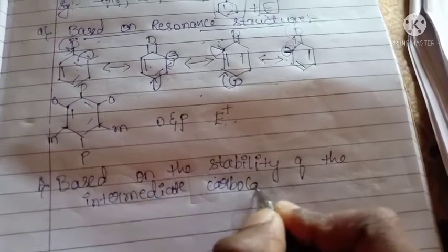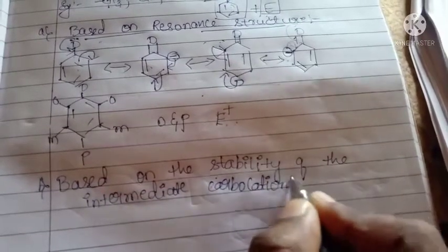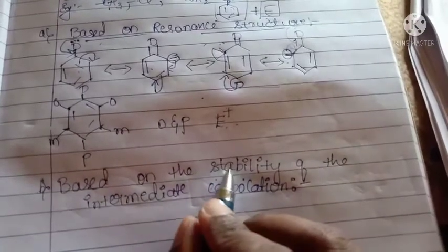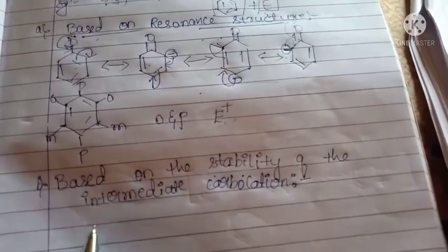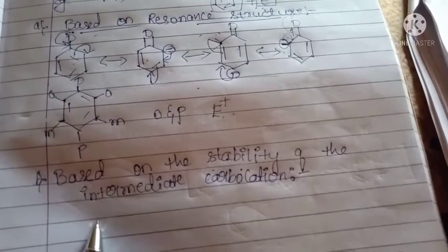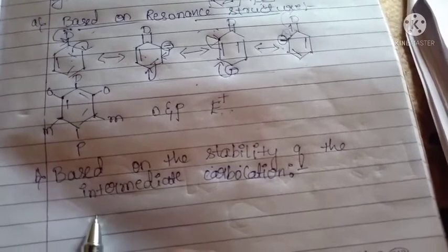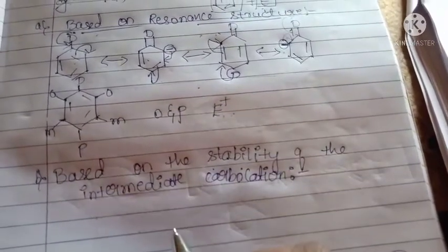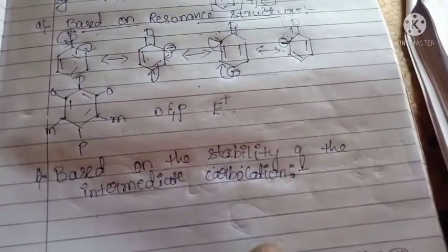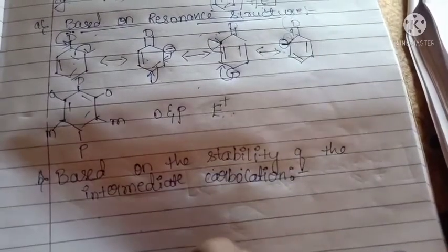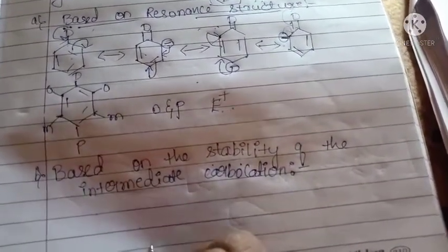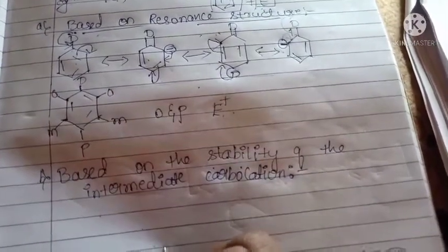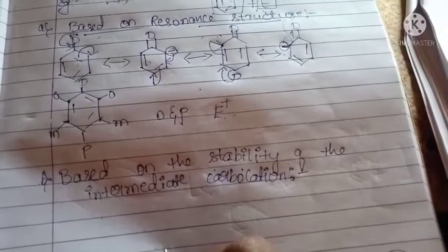Okay, intermediate carbocation. Based on the carbocation we know the stability. Orientating influence is also explained by the nature of the carbocation. Carbocation means the carbon atom contains positive charge. You have to know about that. Here ortho, para and meta positions are there. In that, which position is the most stable?